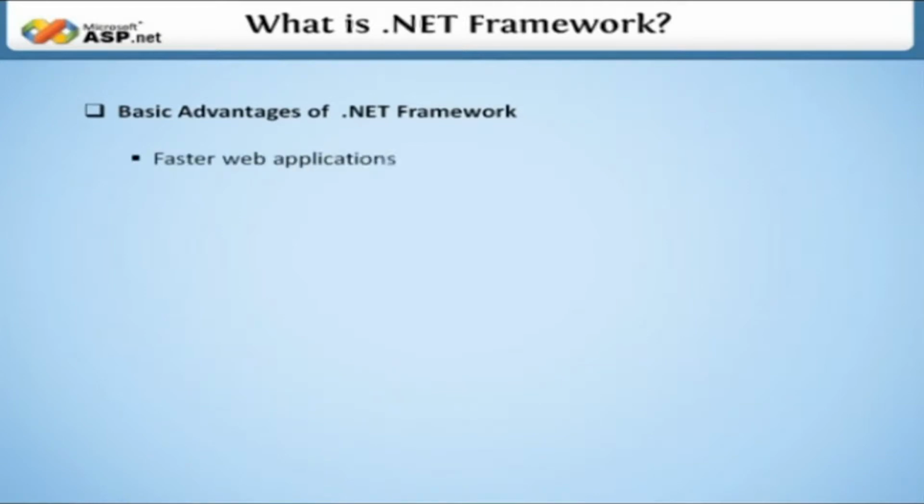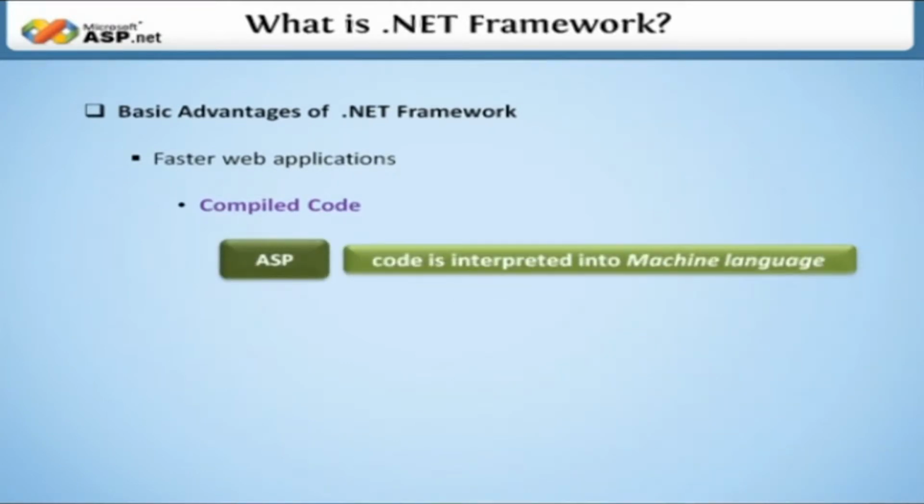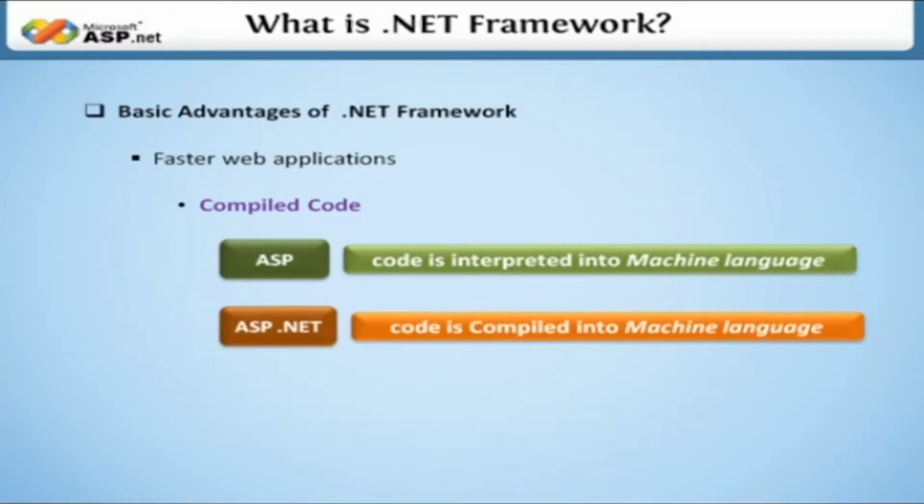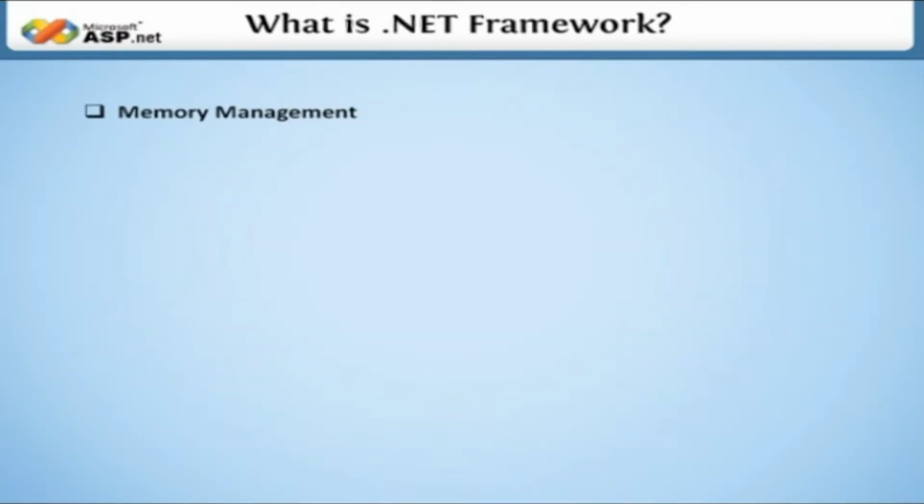Next, let's discuss the basic advantages of the .NET Framework. Well, first off, faster web applications. There are two main factors of ASP.NET which improve the performance of the application. First off is the compiled code. In ASP, the code is interpreted into machine language, whereas in ASP.NET, the code is compiled into machine language. Caching. This is fast storage of information that will be reused in a memory location for faster access in the future.